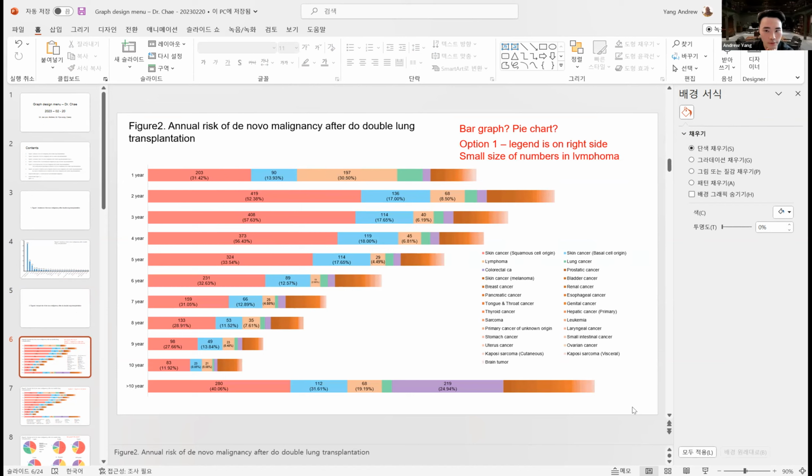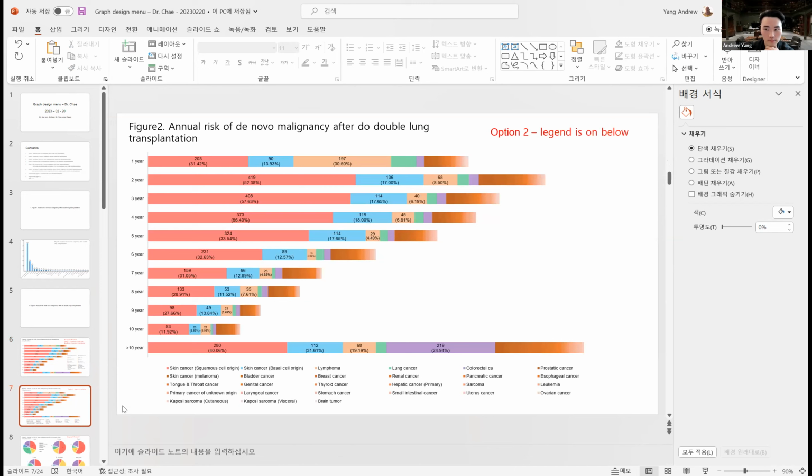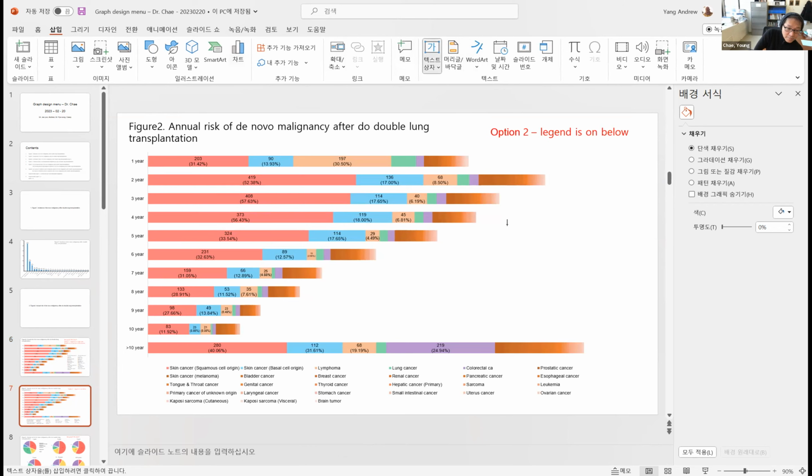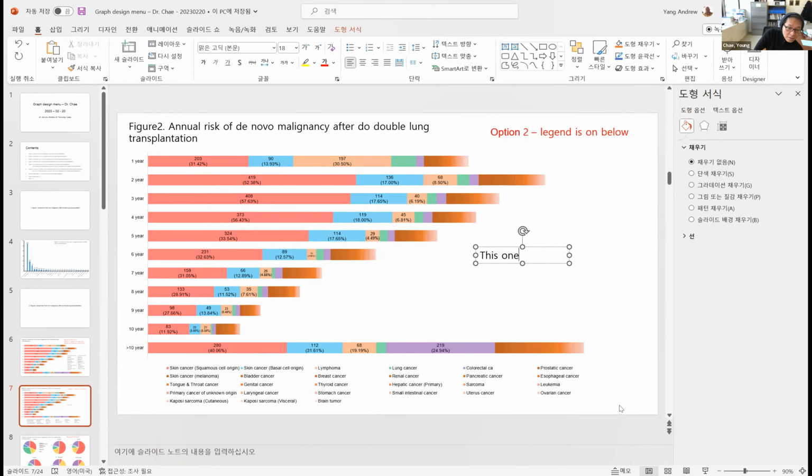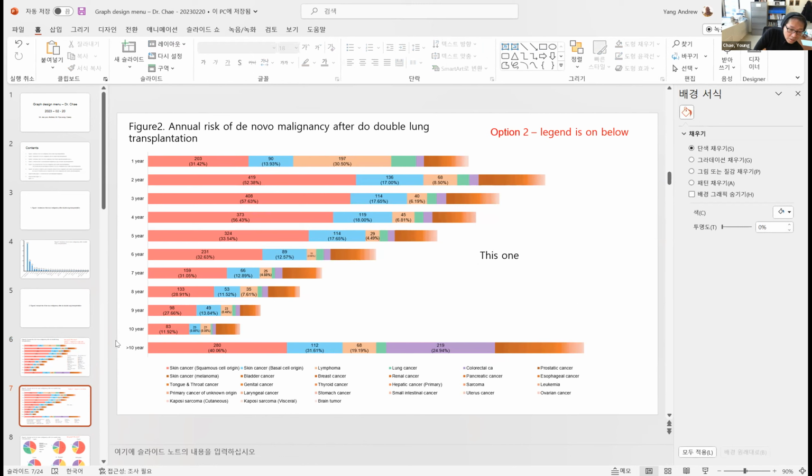So we prepared a bar graph and pie chart. This is a bar graph. Bar graph option number 1, we have legends on the right side. And option number 2, we have legends on the bottom. Which one do you prefer? This one versus this one. Yeah, the bottom looks better to me.